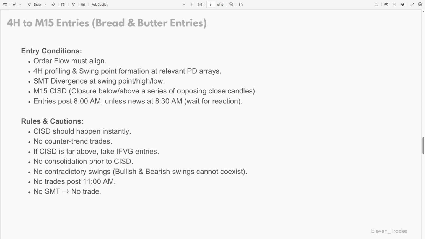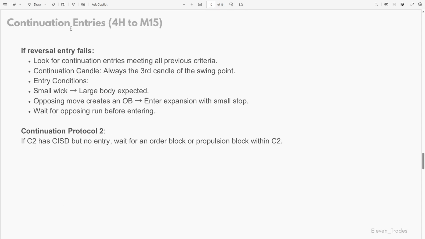And if the change in the state of delivery is far above, which we will go over later, then you can take the inverted fair value gap entries, no consolidation prior to the change in state of delivery. And if there is a contradictory bias, like the bullish and bearish swing formation, then you don't have to trade that day. You have to avoid that. And no trade post 11 a.m. No SMT, no trade. Now the continuation signature for the 4 hour to 15-minute entries.